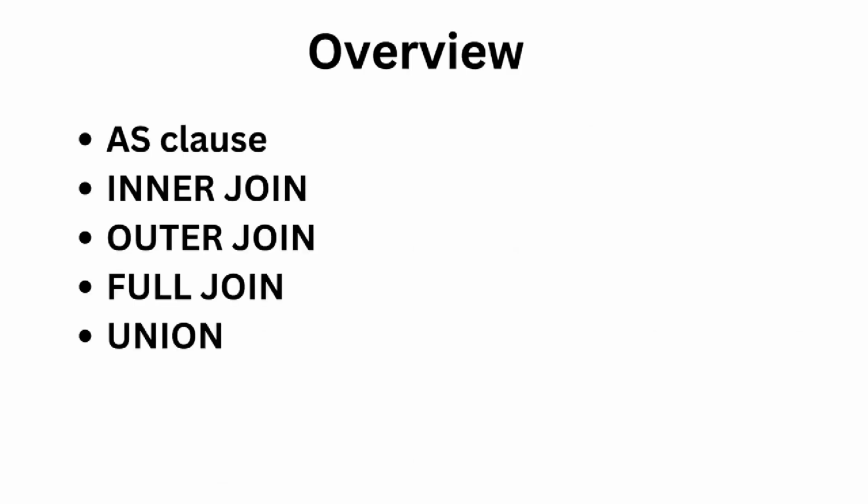We're going to start off this section by quickly discussing the as clause, which is a really useful clause for creating an alias. That is to say, it just allows you to rename a column whatever you want. Once you understand that, we'll move on to joins.